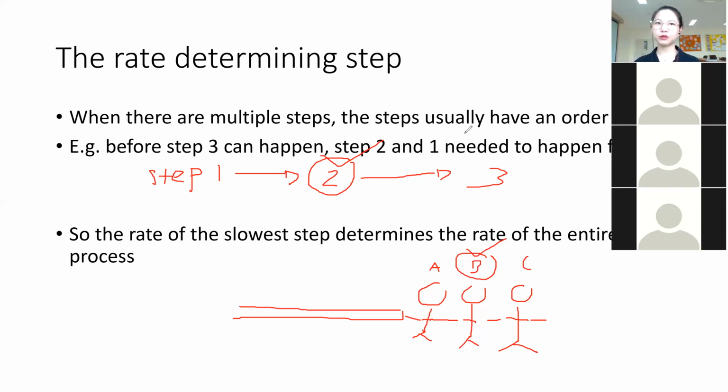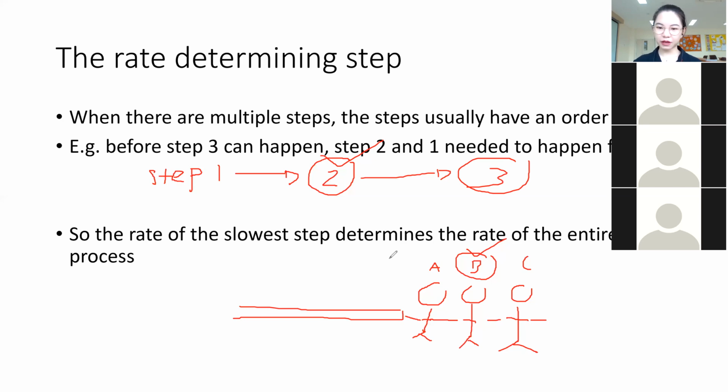It's like there's a queue and step one is happening very, very fast. It's done with its work. And step two now is happening, but it's so slow that even though step three happens fast, it needs to wait for step two to be finished before it can start reacting. So the whole process, the whole reaction, is determined by the slowest step in the reaction.